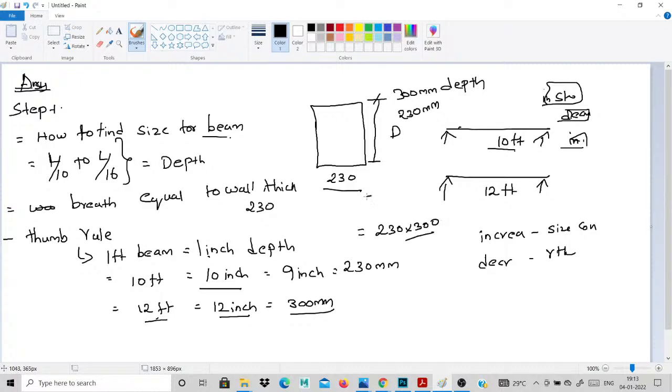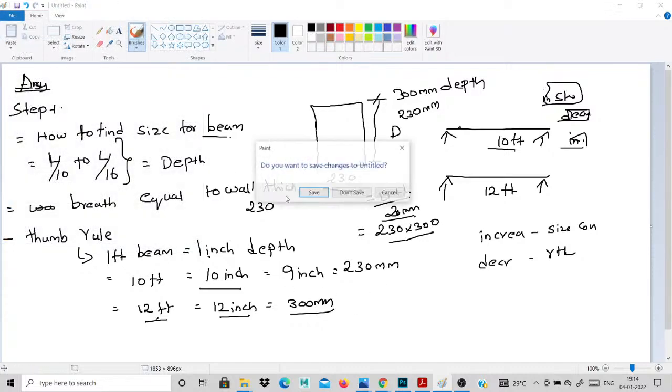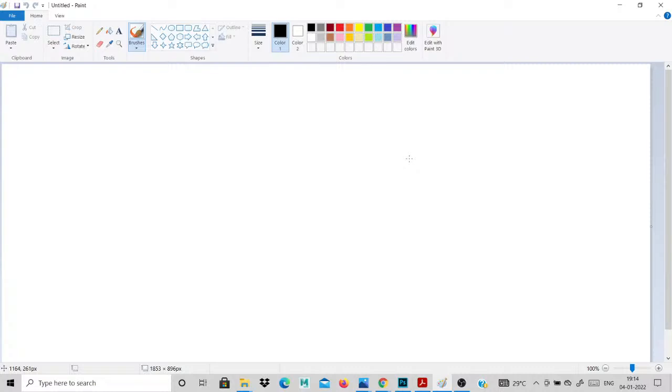Once the depth is calculated, you calculate the diameter of the bar and the covers. The next one is the main step 2. Step 1 is the depth calculation. For depth calculation, the maximum you will be using is the thumb rule, and it will pass. Step 2 is the load calculation for your beams.